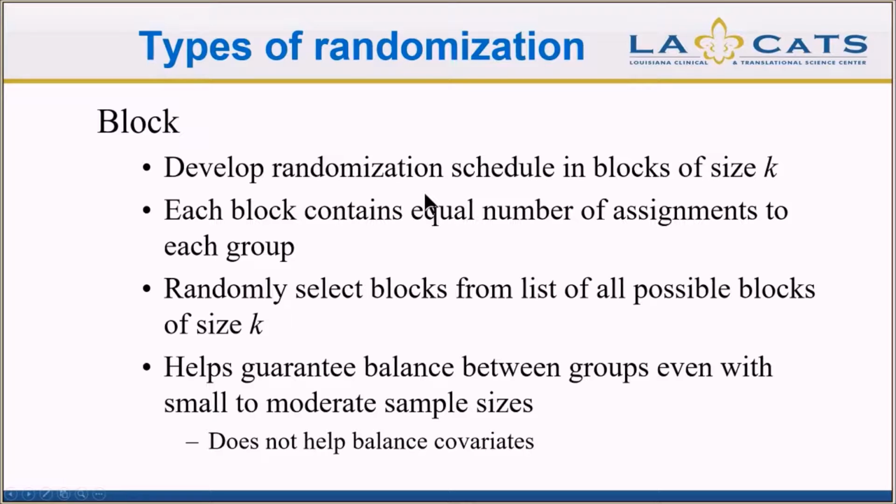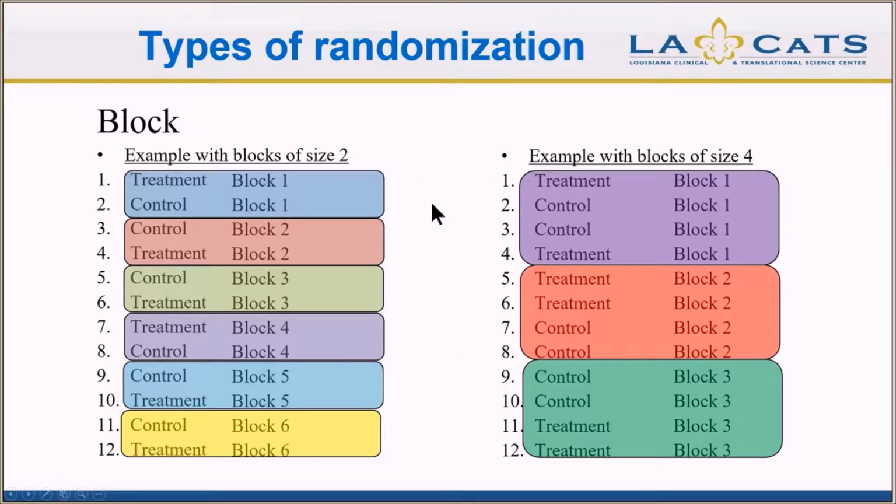And block randomization hopes to alleviate some of that, what I'll call seasonal bias. So we have blocks of size K, and K can be blocks of size 2, 4, 6, any number of groups. And basically what we do in this block randomization is pretend each block is a smaller study that needs to be balanced. So this works well when we have small to moderate. So go on to the next slide.